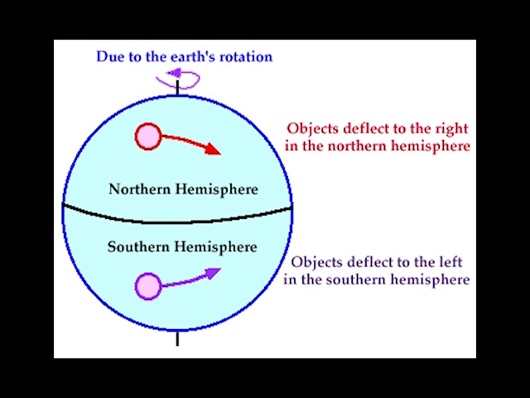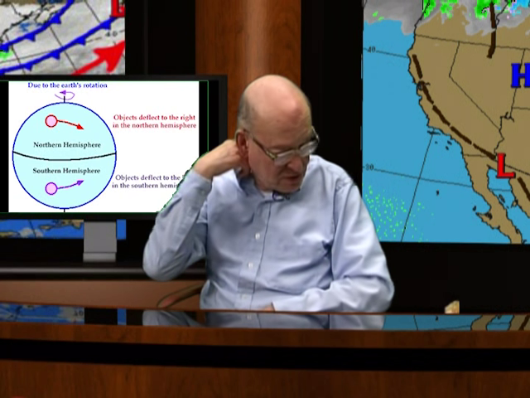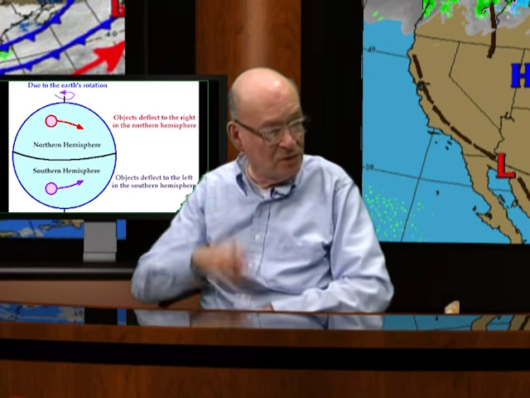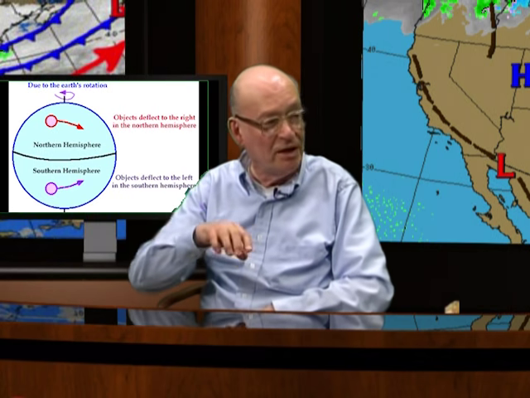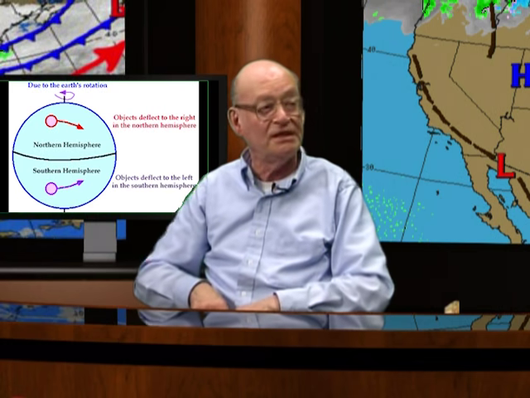A high pressure area goes clockwise in the northern hemisphere, and counterclockwise in the southern hemisphere. In the northern hemisphere, a low pressure area goes counterclockwise, and in the southern hemisphere it goes clockwise. This is all because of the Coriolis force, 2V omega sine phi. It's rotation about the vertical axis.